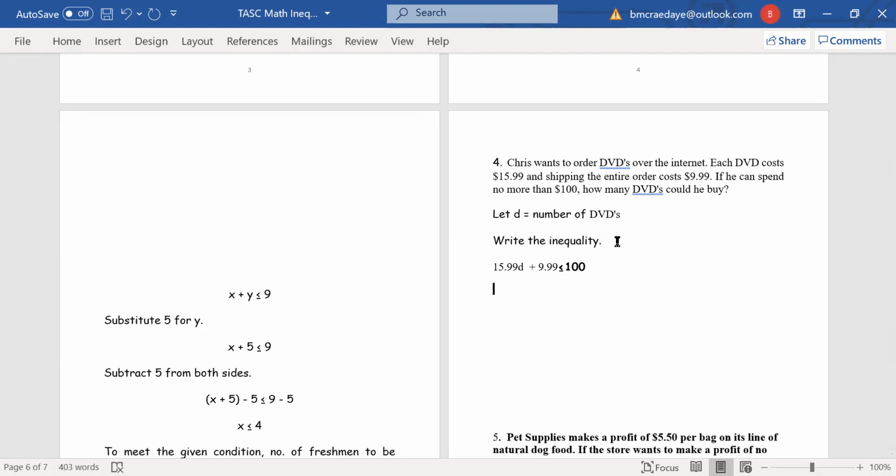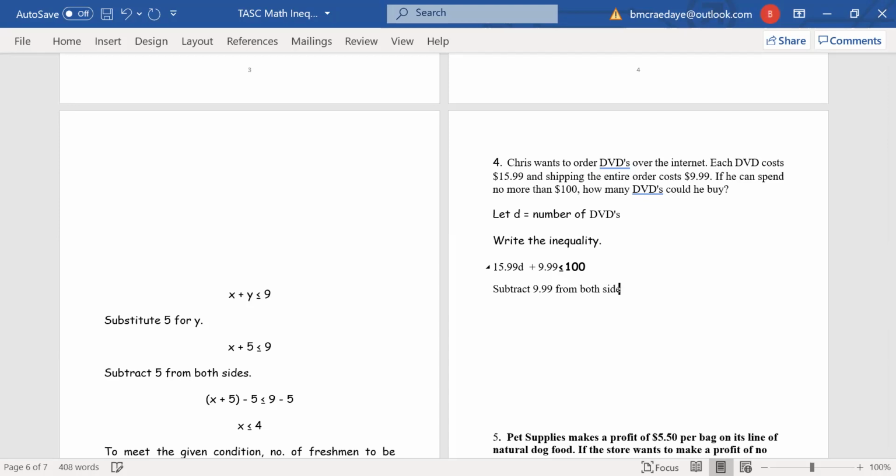What you do on one side, you do on the other side. This is a subtraction, because the $9.99 is added, so you're going to subtract. Very good. Not the $15.99, because it is connected to D, so you can't subtract that. So subtract $9.99 from both sides.